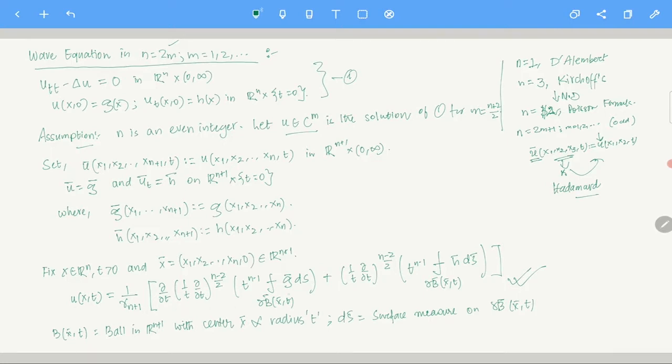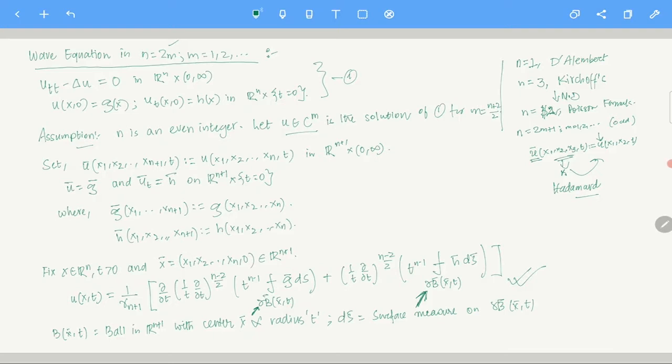You see the g bar and h bar which we are defining, this is in odd dimension, right? That will depend on the boundary, not on the whole ball. So this depends on the boundary. You see, the solution depends on the boundary. Do you realize the difference here?